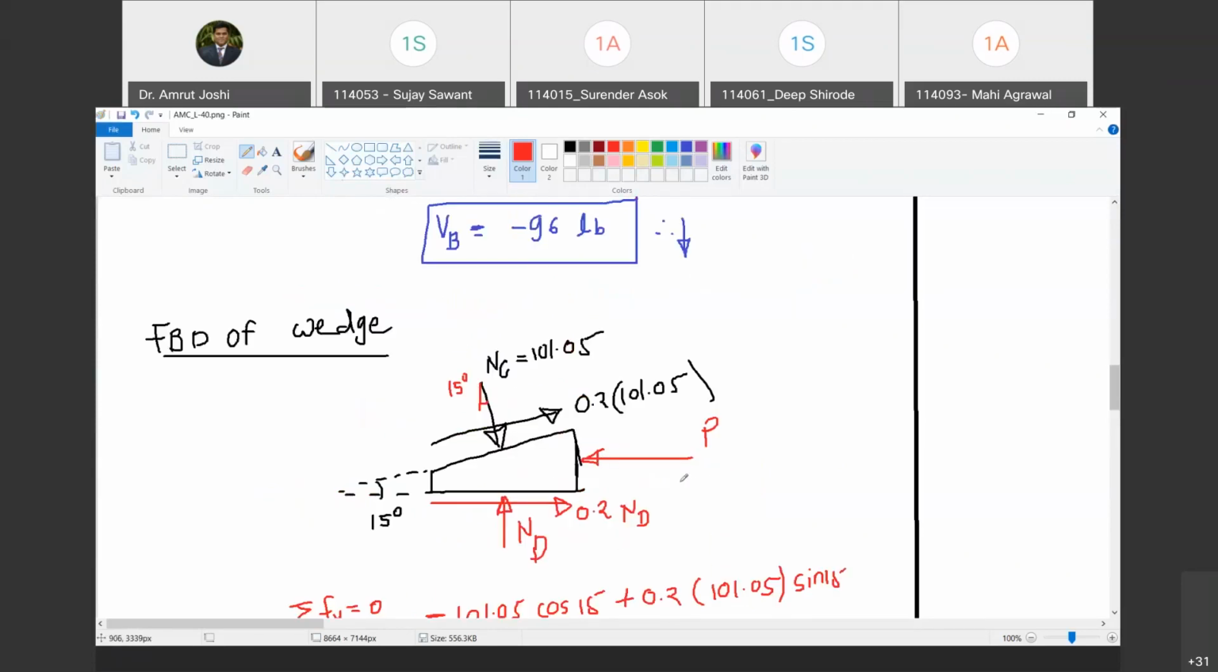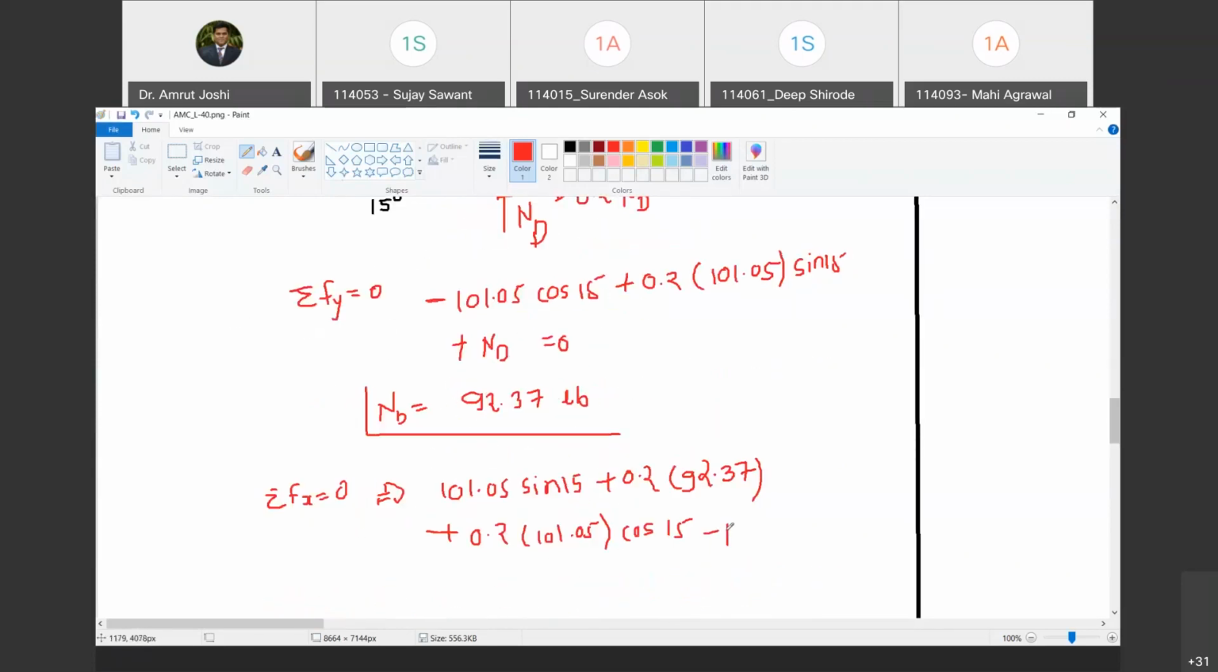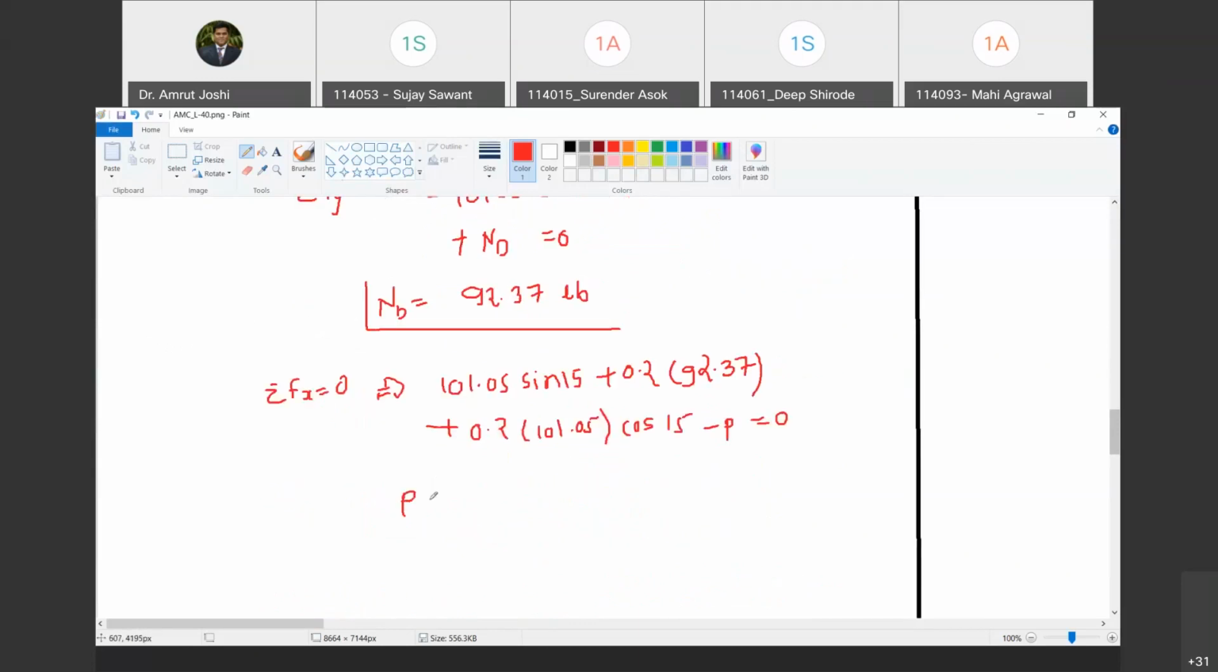And then you have this P. So I'm going to call it as minus P. This has to be equal to 0. So can you tell me the value of P required to move this wedge in? Minimum P required is this much. 64.15.